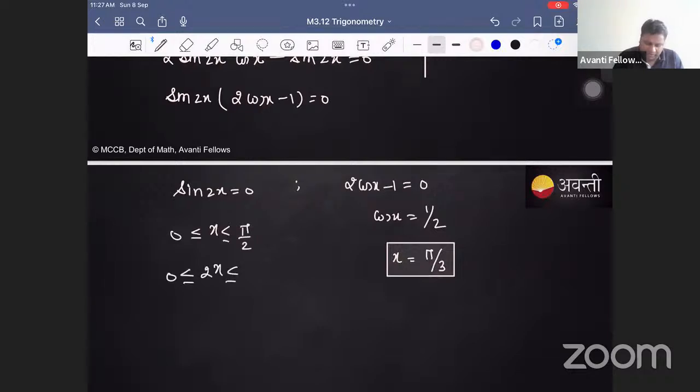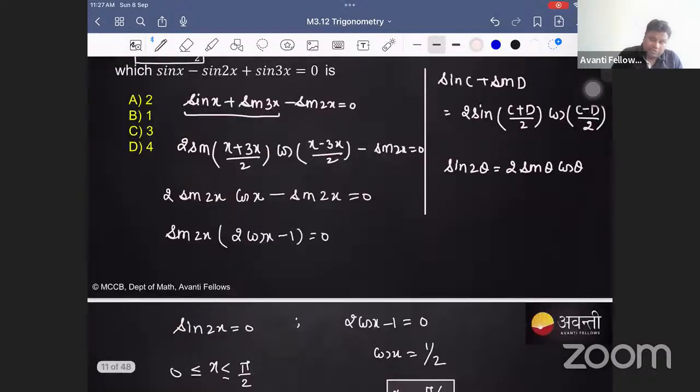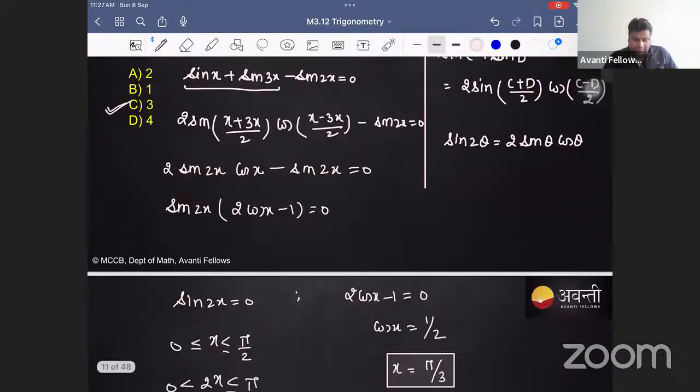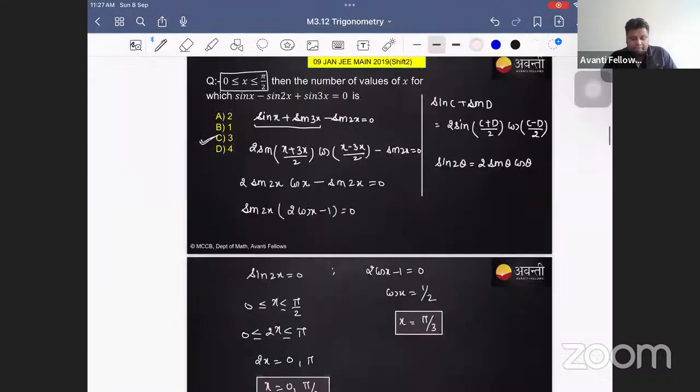So 2x will lie between 0 to pi. Am I clear? So in that case, 2x can be what? 0 or pi. So x will be 0 or pi by 2. So two solutions here. So there are total three solutions of this equation. That is pi by 3, 0 and pi by 2. Have a look at it.